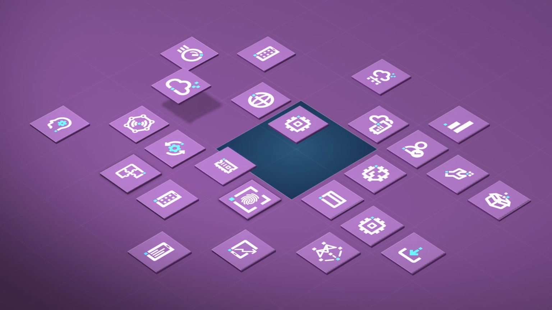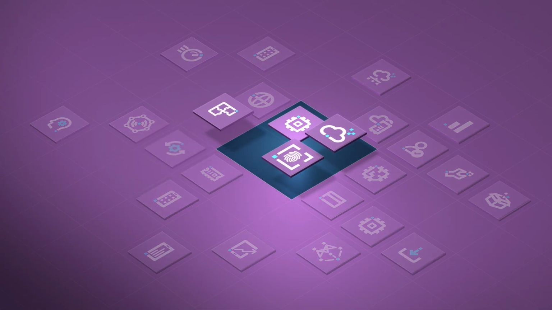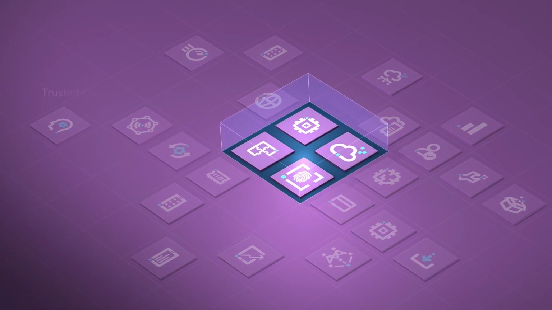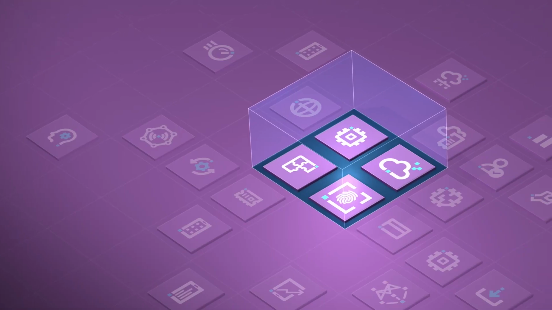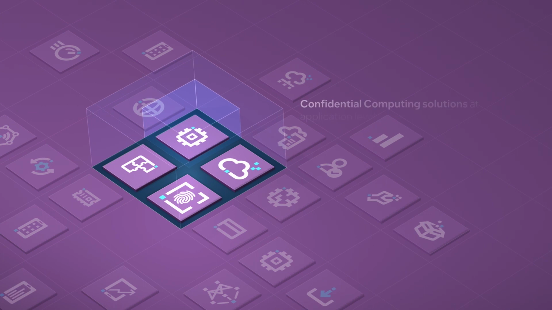Confidential computing changes your trust boundary by introducing an attested, hardware-enforced, trusted execution environment. In this model, you only need to trust hardware and the software inside your trusted execution environment. Confidential computing relies on remote attestation to provide operational evidence and verify that the workload is genuine. Intel is the only company that offers confidential computing solutions at both the application level and the virtual machine level.